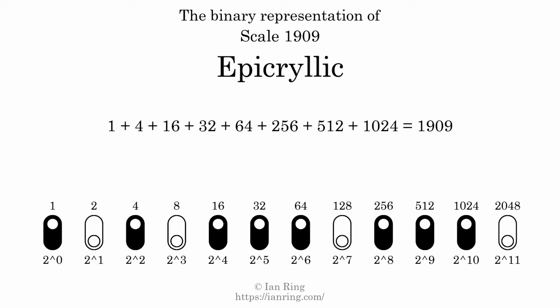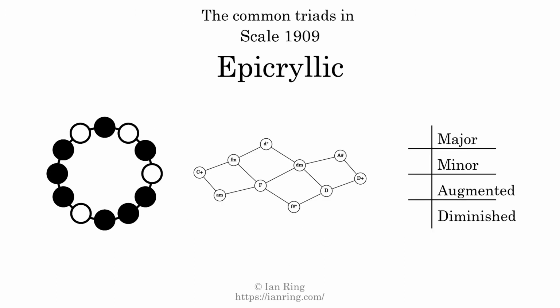The scale number not only enumerates the scale with a unique index, but it also literally describes the tonal content of the scale. Represented as a binary number in base 2, the scale number is 01110110101. Here are the common triads present in this scale.